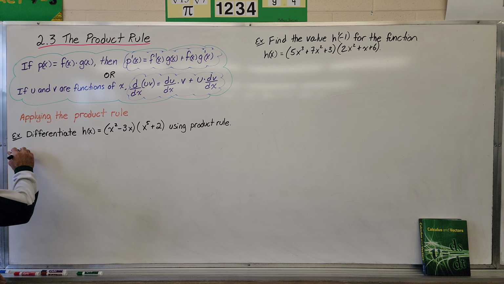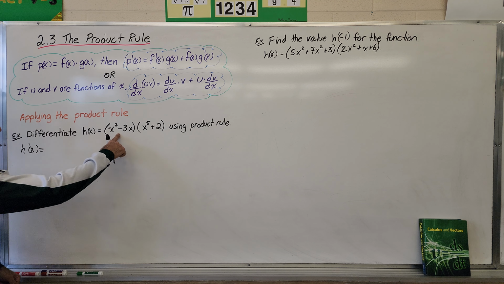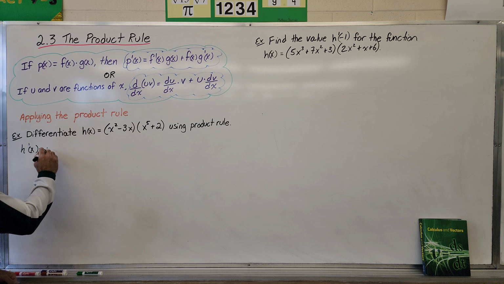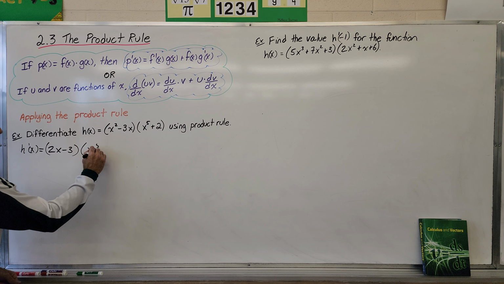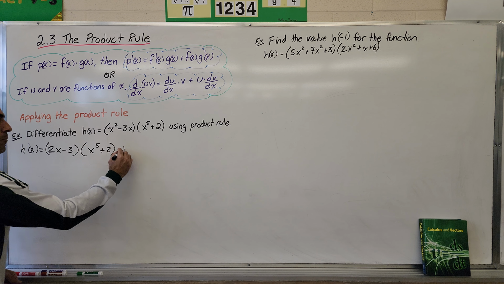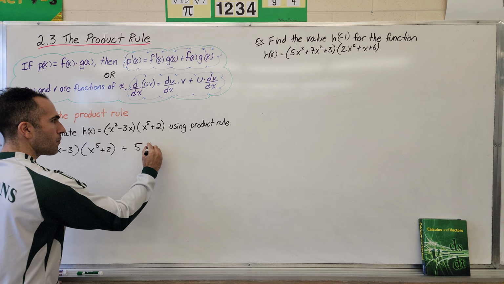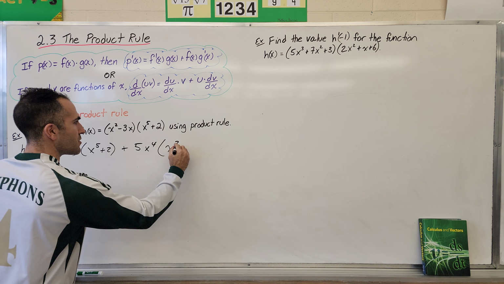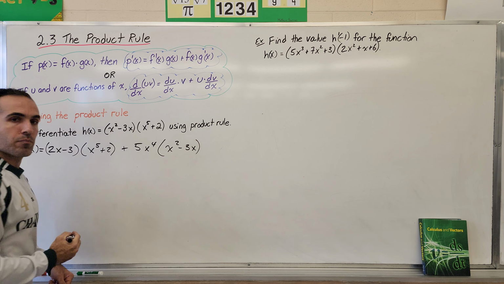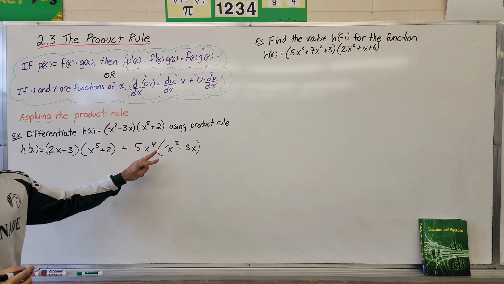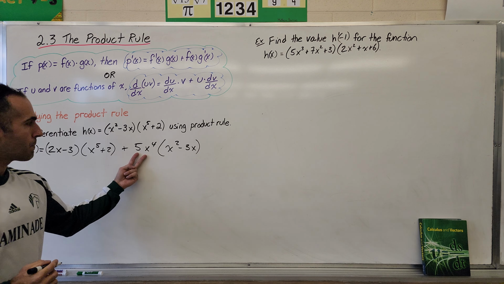I'm going to say h prime at x is equal to the derivative of this first one, which is just 2x minus 3, times the second one, plus the derivative of the second one times the first. Just like that. Doesn't matter if this is backwards, right? I always put monomials in the front.